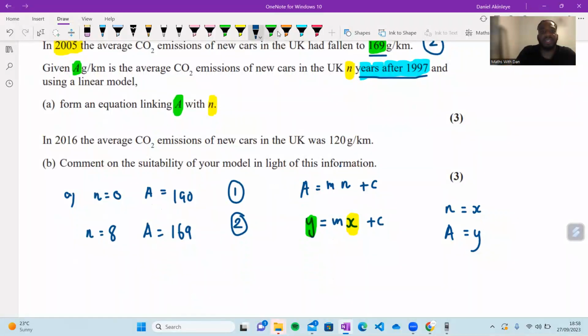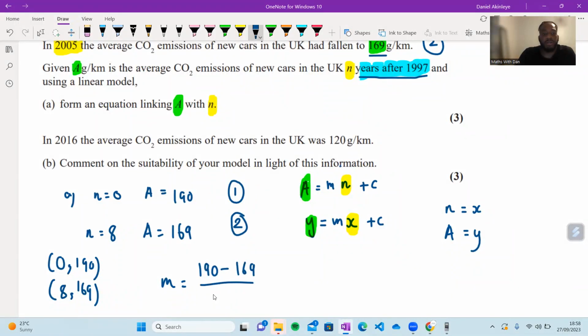So this here is our answer, and now, how do we work this out? We need to form an equation linking A and N. So we need to figure out our gradient and our y-intercept, and we can do that because we've got 2 points. You can actually write these as coordinates: (0, 190) and (8, 169). So it becomes y2 minus y1 over 8 minus 0. Sorry, that minus that. Sorry, other way around. 0 minus 8.